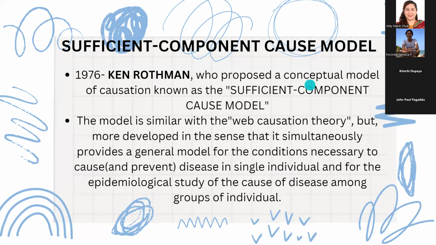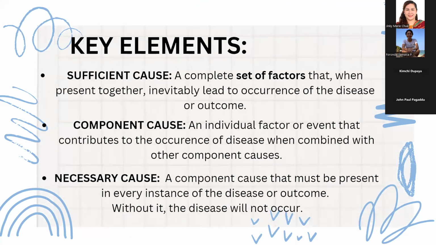Let's now discuss the key elements of the model. The first one is the sufficient cause model, a complete set of factors that, when present together, inevitably lead to occurrence of the disease or outcome. Mamaya po, mapapakita po ako ng tabulation kung ano po yung difference po ng mga causes. The second one is the component cause, which is an individual factor or event that contributes to the occurrence of disease when combined with other component causes.